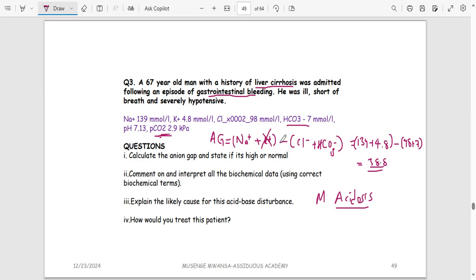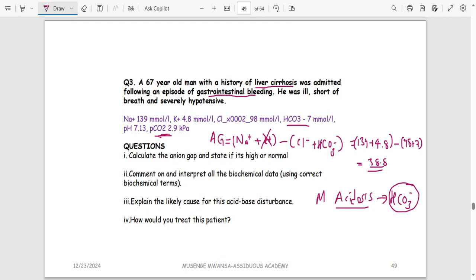Okay, because remember, in acidosis we are going to be losing bicarbonate. Actually, in the bleeding, we'll be losing this base. Unless it is vomiting, that's the one that would have caused the alkalosis. How would you treat this patient?